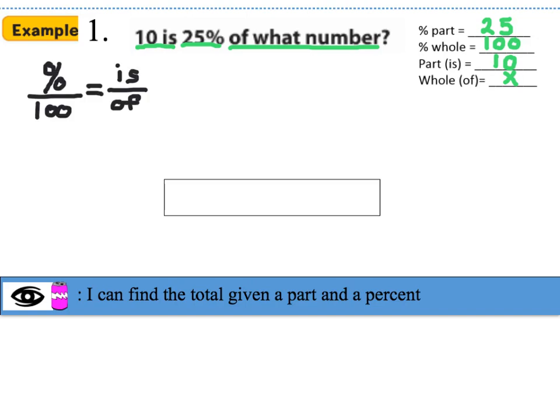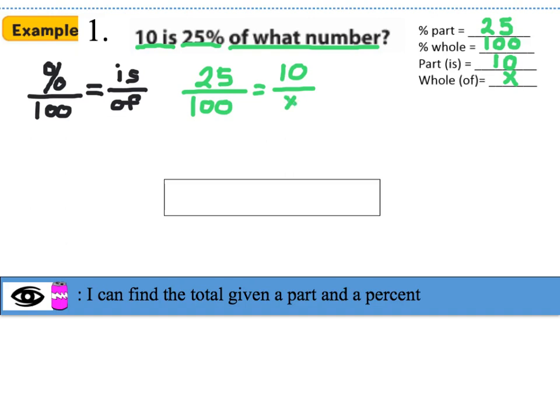So I'm going to start by using the formula percent over 100 equals is over of, and I'm going to place all the information that I'm given in the problem into this proportion. I know that the percent is worth 25%, so I'm going to place 25 over 100 because 100 is the total that a percentage is worth, or that's the whole percentage, equals, now on the top, the is they're giving us is 10. And on the bottom, I'm going to write x because I'm figuring out what the whole is, or what the of is.